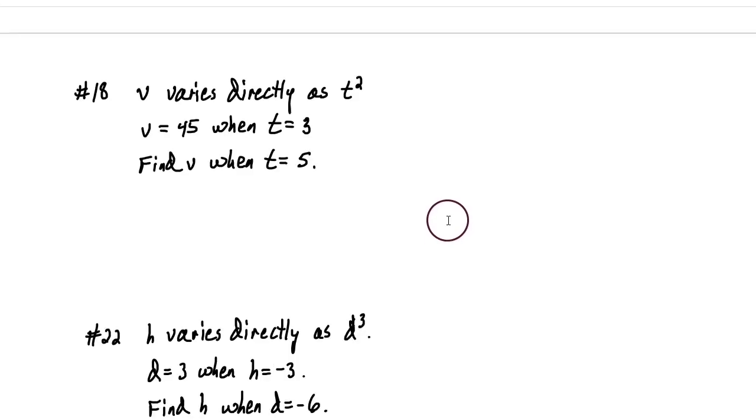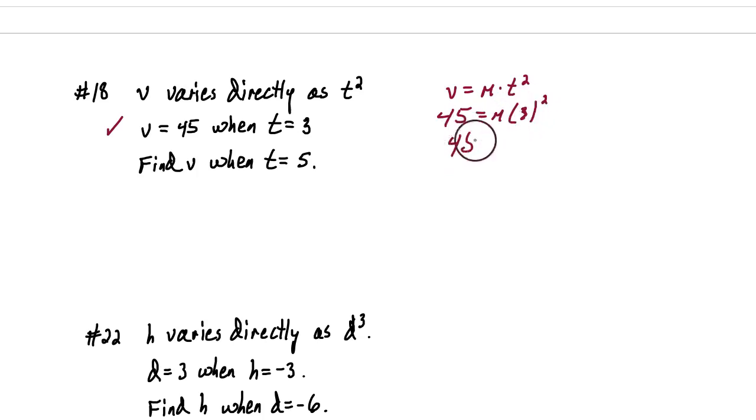Number 18, the variable v varies directly as t squared. So we can write v equals m times t squared. Now to figure out m, we have to know a pair of values for v and t. And that's what the next sentence tells us. When v is 45, t is 3. Let's solve this for m. 3 squared makes 9. And when you divide by 9, we get m equals 5. So our equation is v equals 5 times t squared.